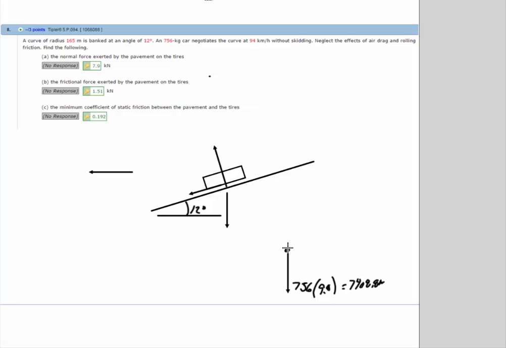All right, I will have the force the road's going to push back on the car. That's the normal force right there. We will call this value Fn. Here I will have friction going back down like this. This is a right angle here, and then off to the side here I'll have the mass of the car, 756 times my centripetal acceleration. This will give me friction.